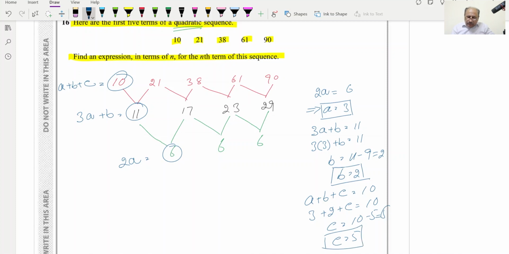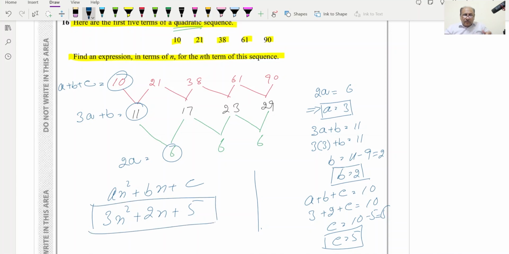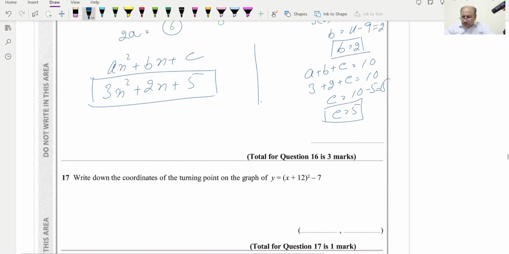So we got a, b, c values, and now we can write the quadratic expression, and the general quadratic is an squared plus bn plus c. So a is what? A is 3, so 3n squared plus b is 2, so 2n plus c value is 5. So this will be our nth term for this sequence, which is 3n squared plus 2n plus 5. And this is done. This was a 3-mark question, and the answer we can provide over here. Specified place for the answer is this one.